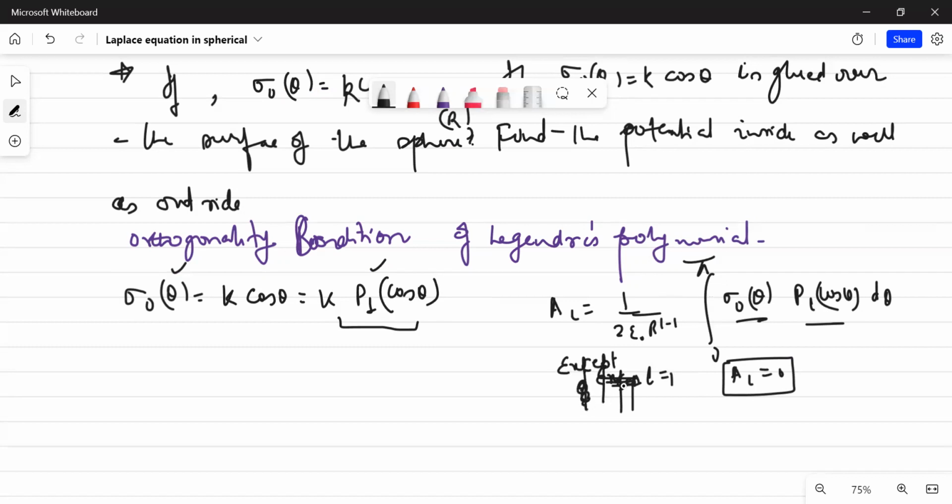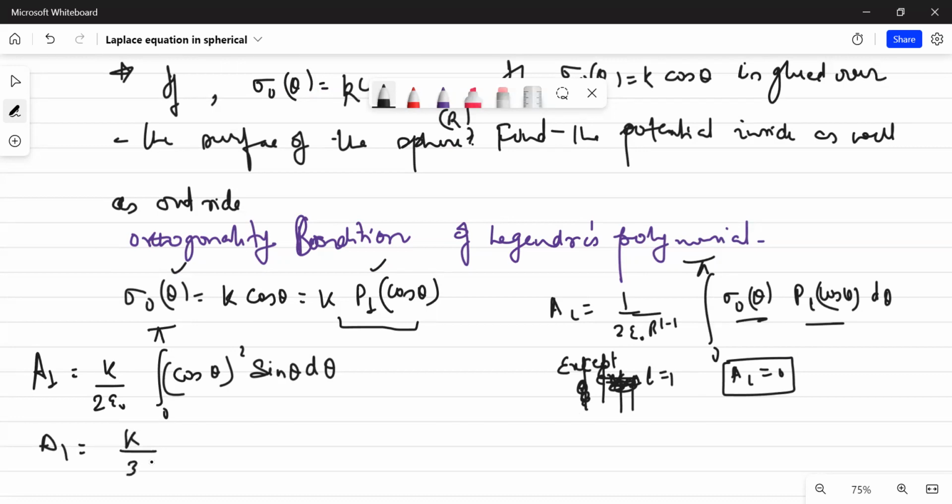Is that clear? Okay, so yes sir, all you need to do is find A1, and I think Bharat has solved it, so I'm going to straightaway use it. So just A1, you need to find. This will be integral 0 to pi, cos theta whole square, and then sine theta d theta, because P1 cos theta here and P1 cos theta here. And this is something that you can solve from standard 12th also. So this is like k upon 3 epsilon naught, I suppose you'll get.